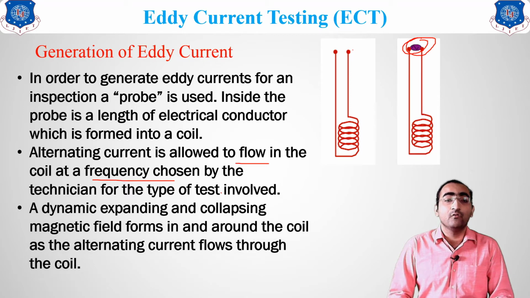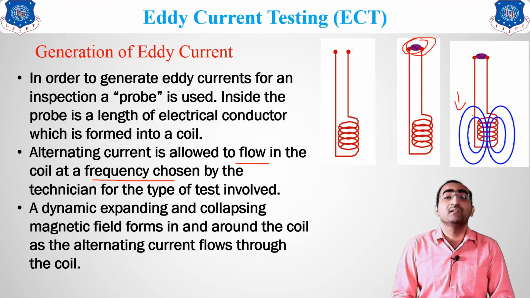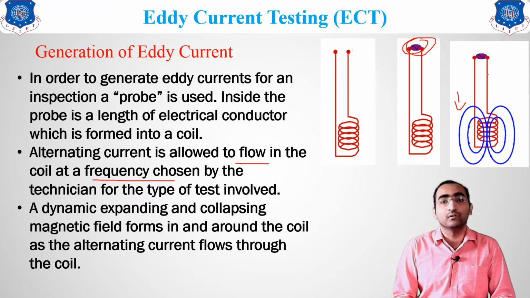And then what are we doing? A dynamic expansion and collapsing of the magnetic field. That means due to the current, the magnetic field will be generated. You can see the blue magnetic field which is generated, because the electric current is passing through the coil.